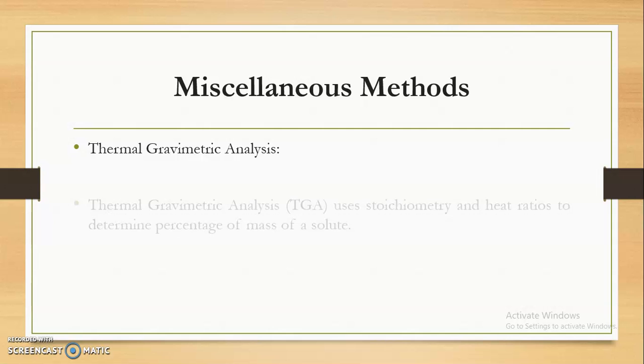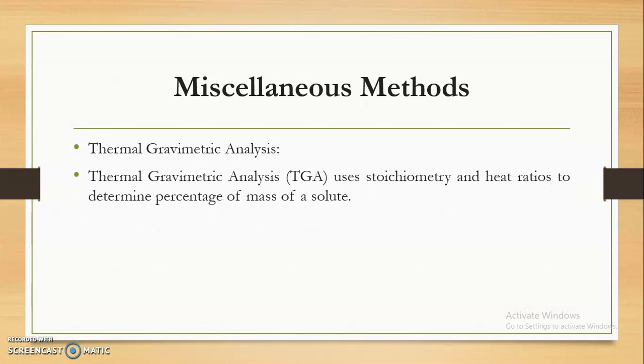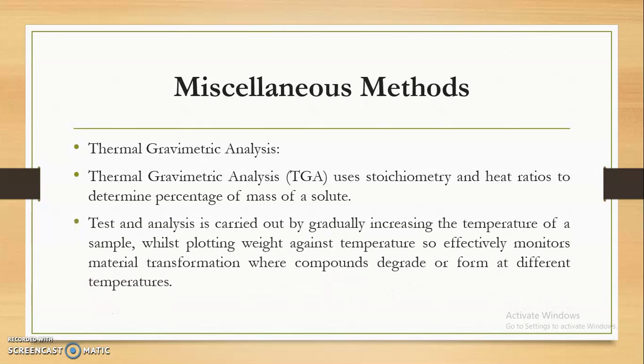thermogravimetry or TG. Thermal gravimetric analysis uses stoichiometry as well as the heat ratios to determine the percentage of mass of a solute. So they are based upon the determination of the mass of a solute. In this technique, the sample is continuously heated at different temperatures, and the changes in that particular sample are observed throughout this particular heating. This is known as the thermal gravimetric analysis.